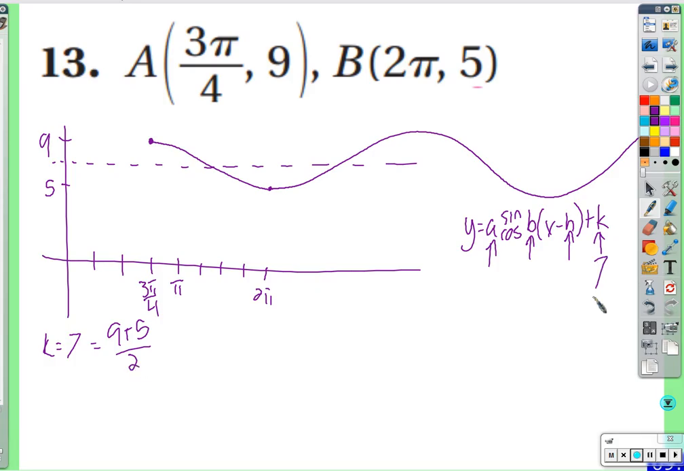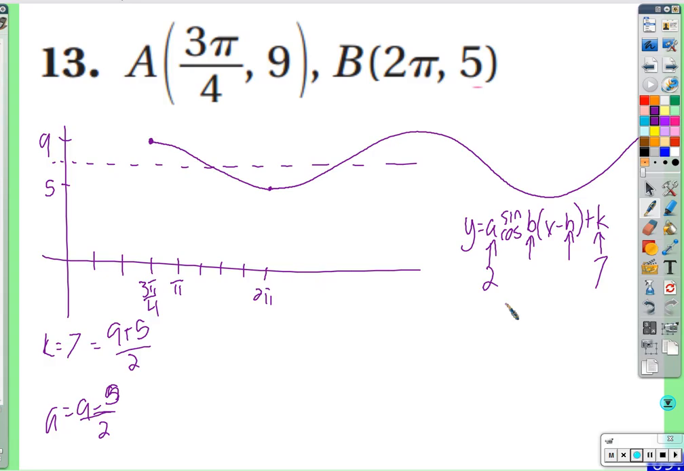You take 9 minus 5, subtract that, over 2. Looks good. 9 minus 5 over 2, so that's going to give us 2. We might make it negative 2, like if we wanted to write it as a cosine wave, you got flipped upside down, or a sine wave, you got flipped upside down. We'll leave that for a little bit later.